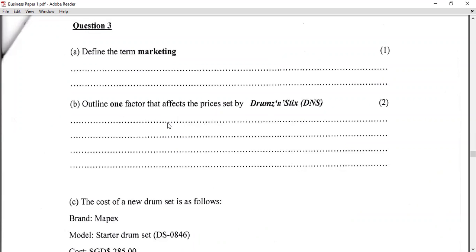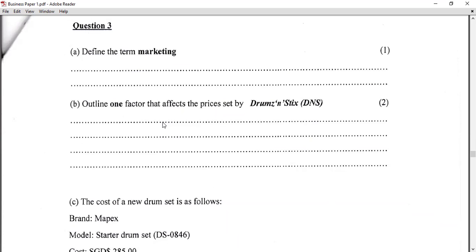One factor, right? You can say cost of importing drums and sticks from other countries, such as from Japan. In the previous question, there was a calculation, conversion of the Japanese yen to Singapore dollars. So like that, the cost of importing drums from Japan will be important because the import cost matters for setting prices. You should be able to cover the import cost.